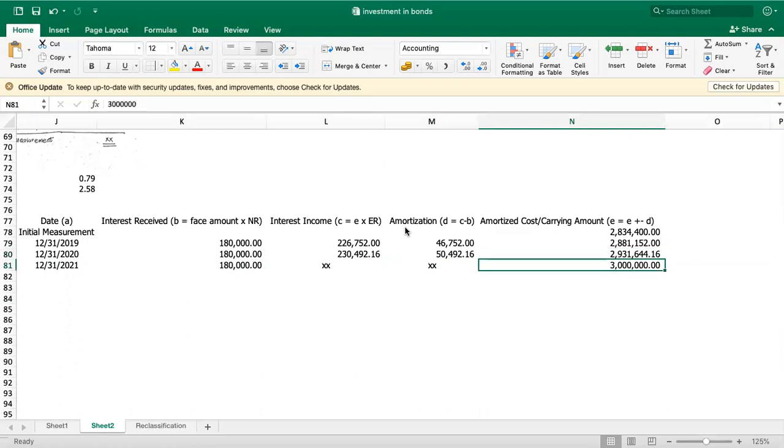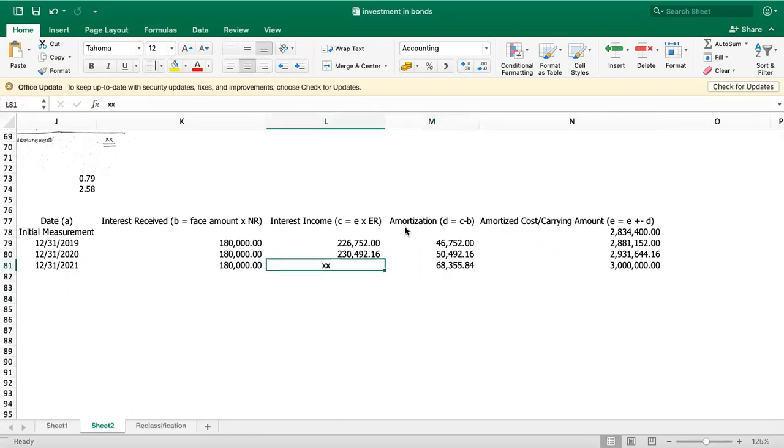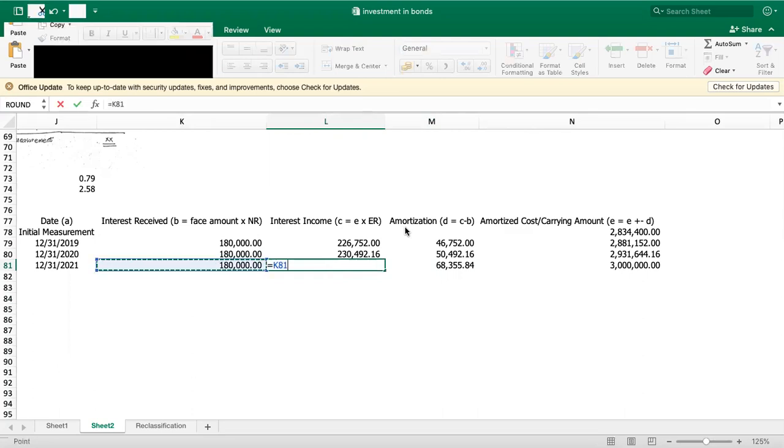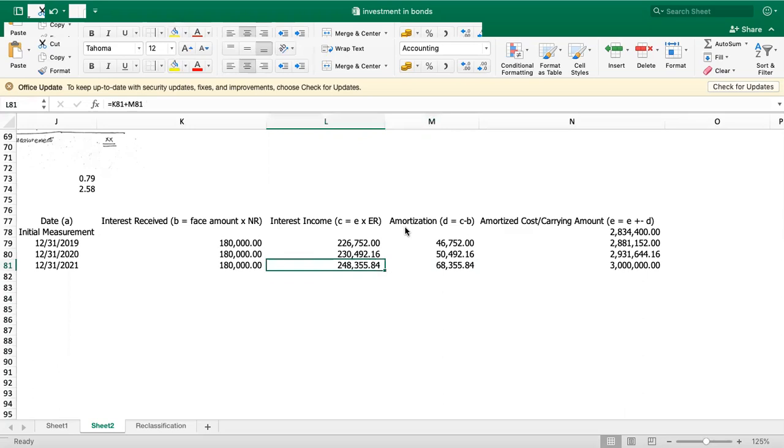To equal to 3 million, ilan yung difference? Dapat yung difference, ito yung amount dito, yung amortization natin. That's minus 2,931. So dapat yung amortization natin dito is 68,355.84. So magkano yung interest income natin? So we need to work back, 'di ba, yung difference. So let's just add 180 plus the 68, that's 248,355.84. Ito yung tamang interest income on December 31, 2020.